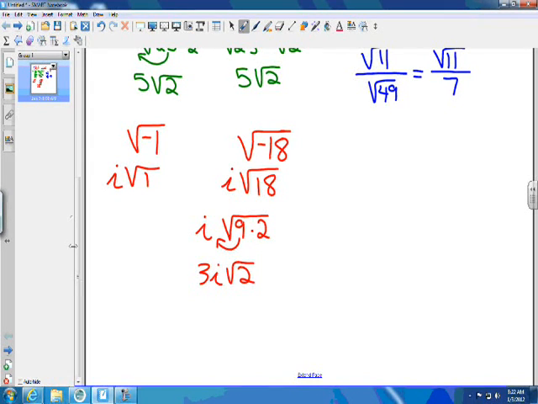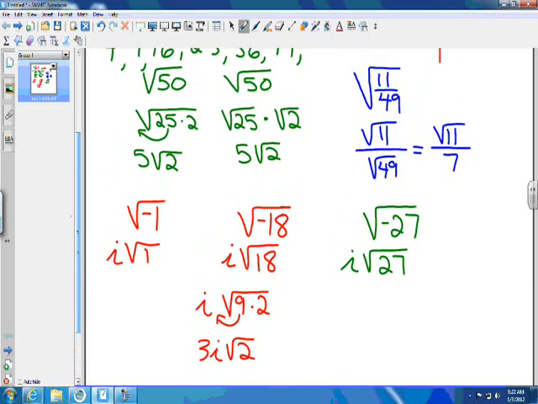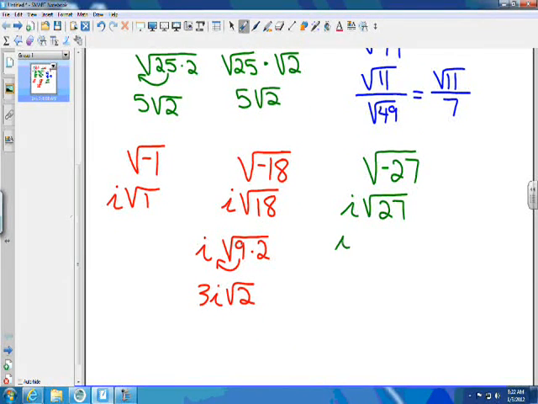Square root of -27. Just for another one of those. What do we have to do first? Put the i out front. So we get positive 27. Is 27 a perfect square? What goes into it? 9 again. 9 times what? 3. So what's the square root of 9 again? So this time we have 3i square root 3.